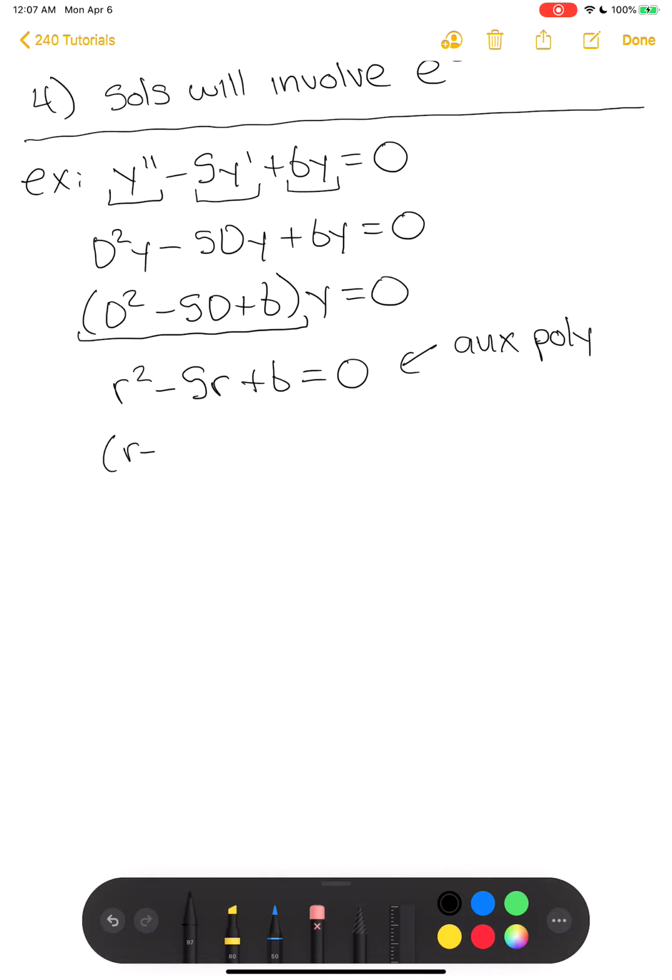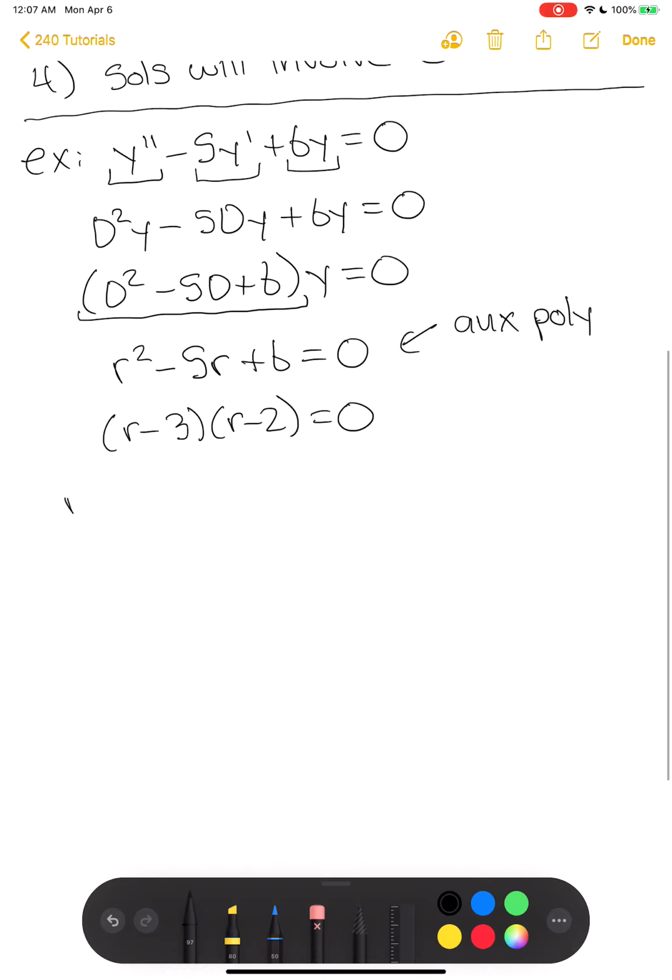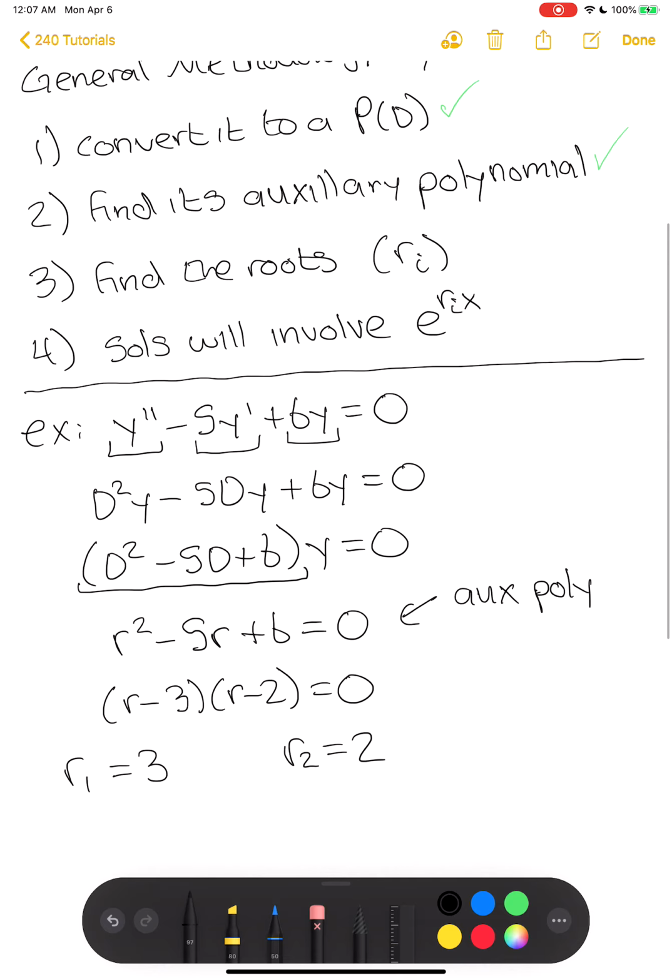So you have r minus 3 and r minus 2, right? Give me 0. So I know immediately that one of my roots, r1, is going to be 3, and then r2 will be 2. Great. So I found my roots of my auxiliary polynomial. What do I do here?